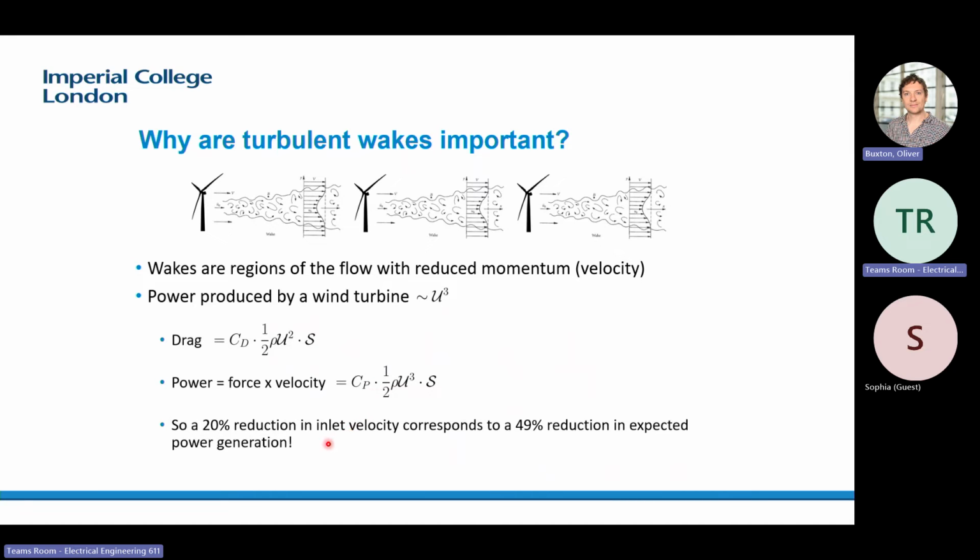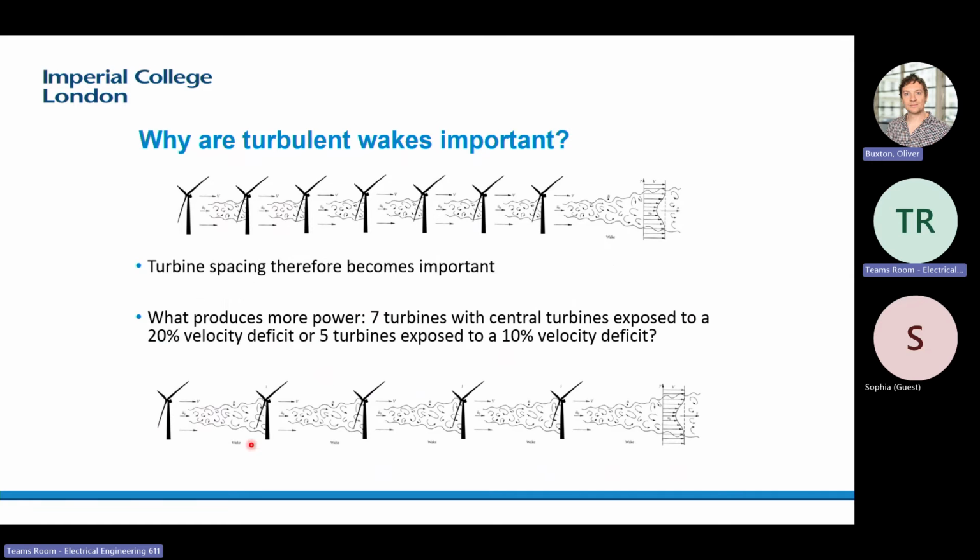Now, this has pretty serious consequences for the operation of a wind turbine, because the fact that the power scales with velocity cubed means that a 20% reduction in incident wind speed might be expected to translate to something like a 49% reduction in the amount of power that we can harness. So these can build up pretty rapidly because of this cubic dependence.